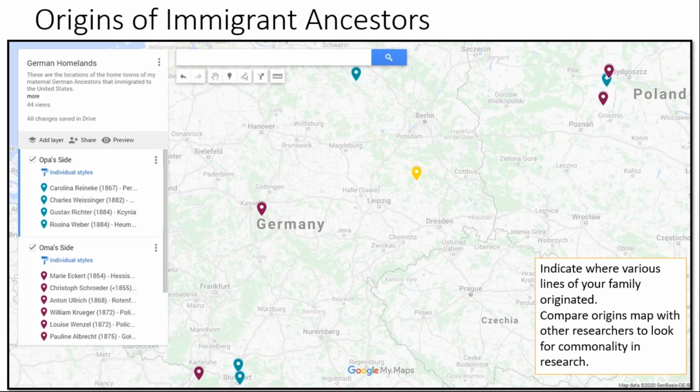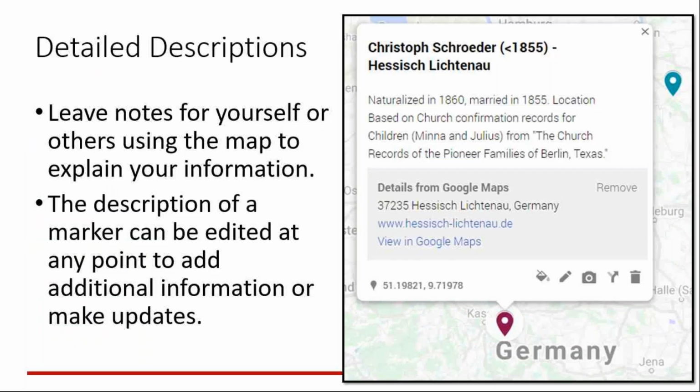And so this is really interesting. You can also compare this kind of map, if you've done a DNA test, to your DNA ethnic origins results and see how it adds up. When I created this map, I also made sure to leave myself detailed descriptions that explained why I had marked each location and what records I had that matched this person. That way, I can reference it quickly without having to go back and look at my notes.